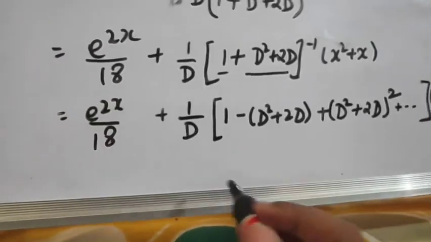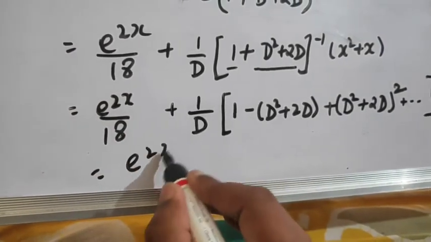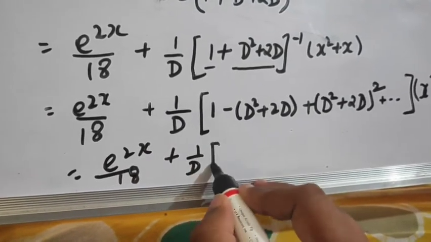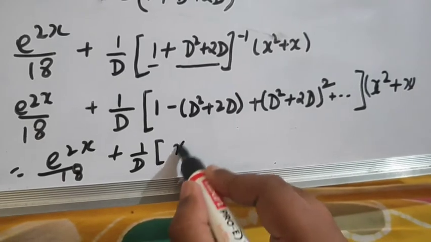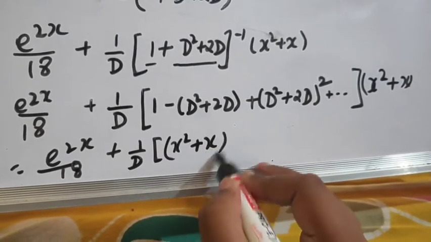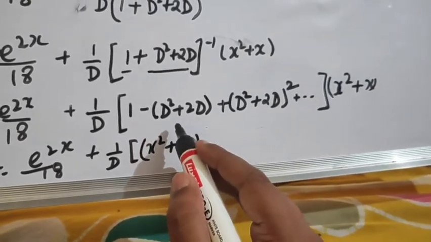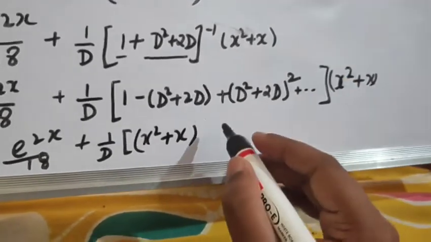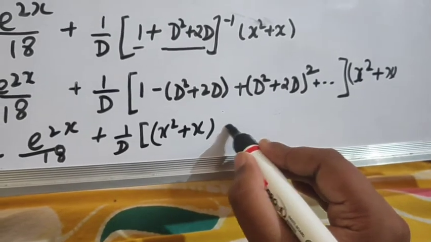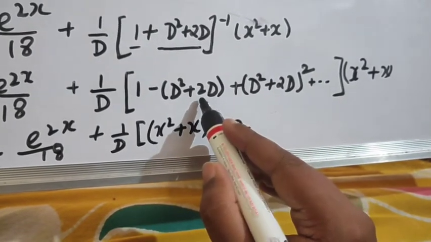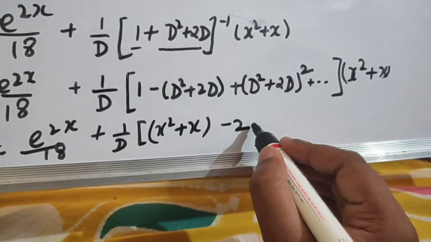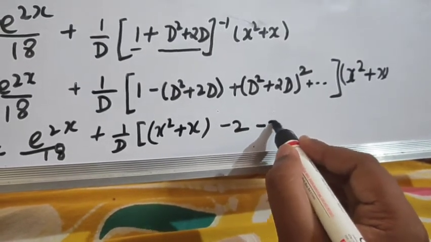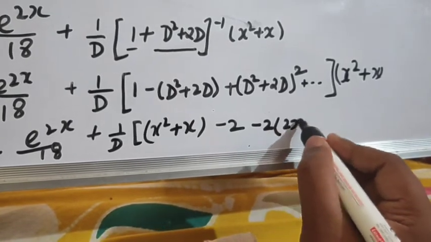So this is e power 2x divided by 18 plus 1 by d. X square plus x came as it is. Double derivative. So first derivative is 2x plus 1. Second derivative is 2. So minus 2. And 2 times the first derivative. So minus 2 from here and minus 2 times first derivative is 2x plus 1.